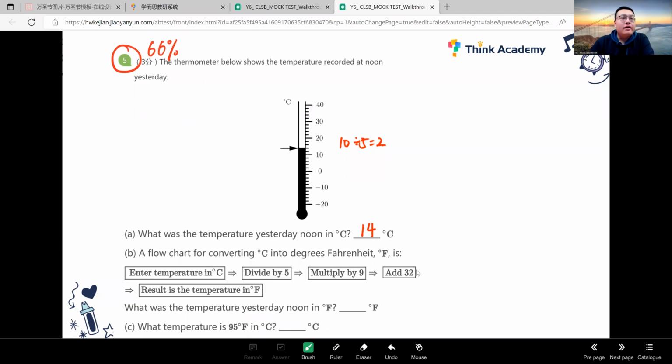Our second question: a flow chart for converting Celsius into degrees Fahrenheit. The first step, you enter the temperature in Celsius. So that'll be, let's say, 14 for this question. And then you divide by 5. So 14 divided by 5, what do you get, guys? 2.8, that's right. 2.8 multiplied by 9, what's that number? 2.8 times 9.